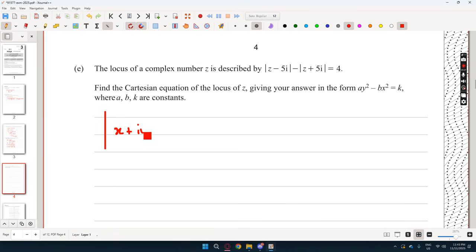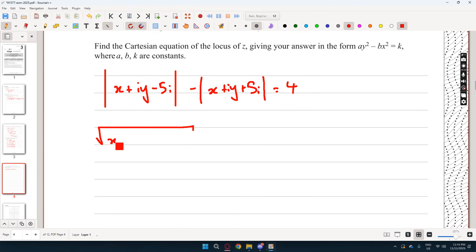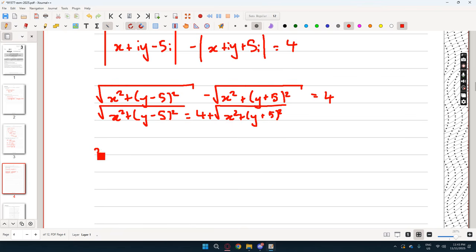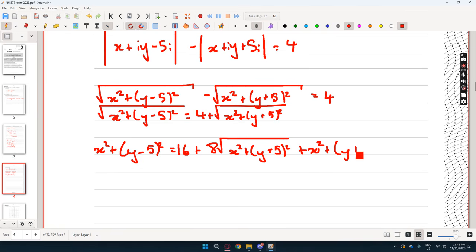X plus iy minus 5i, minus x plus iy plus 5i, equals 4. So we got the square root of x squared plus y minus 5 squared minus the square root of x squared plus y plus 5 squared equals 4. So the square root of x squared plus y minus 5 squared equals 4 plus the square root of x squared plus y plus 5 squared. So x squared plus y minus 5 squared equals 16 plus 8 times the square root of x squared plus y plus 5 squared plus x squared plus y plus 5 squared.